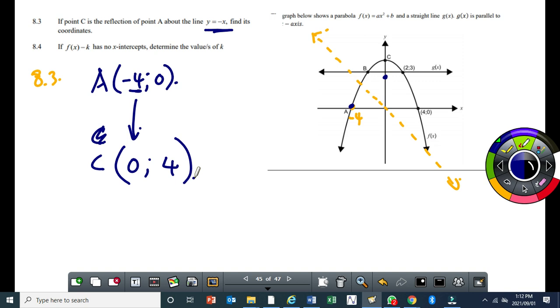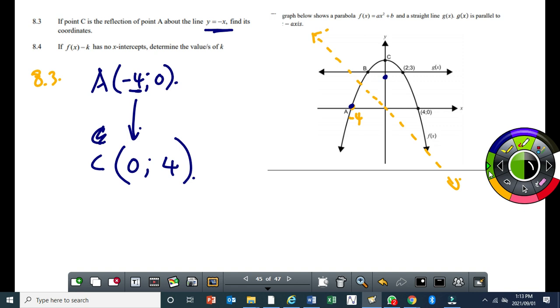Sir, how do you determine, sorry sir, where the line y is equal to minus x is going to be? Okay. All right, it's a good question.